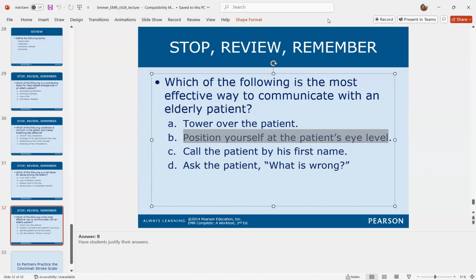All right. Questions on geriatrics, the people you're going to be dealing with for the most part, right? Nothing? Okay.